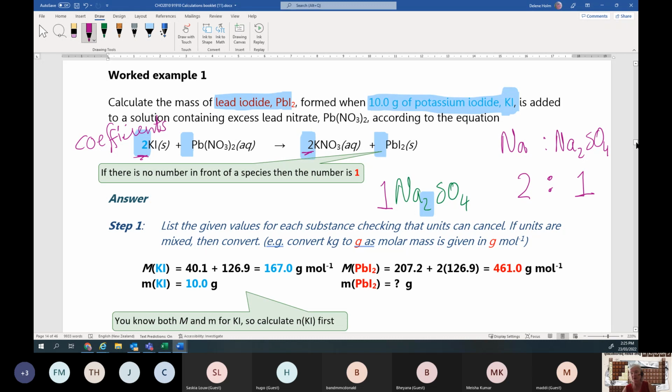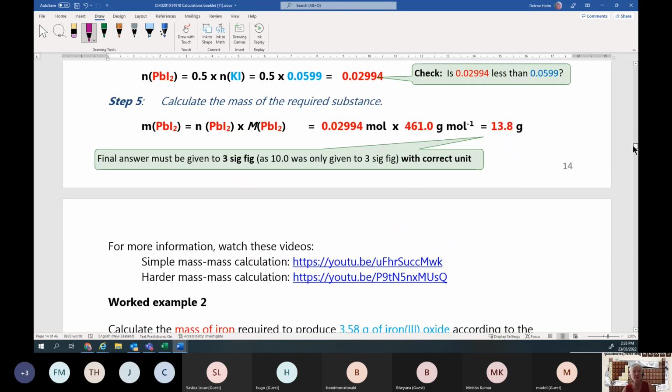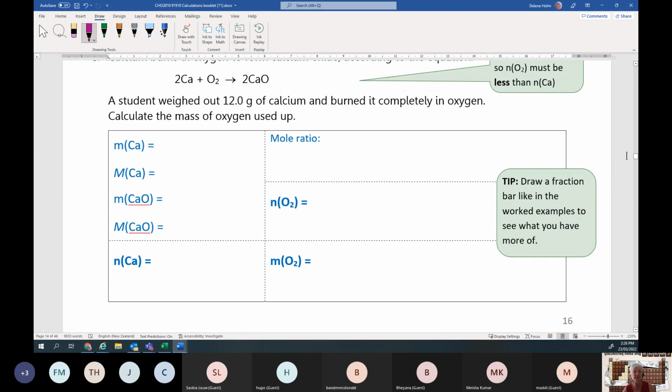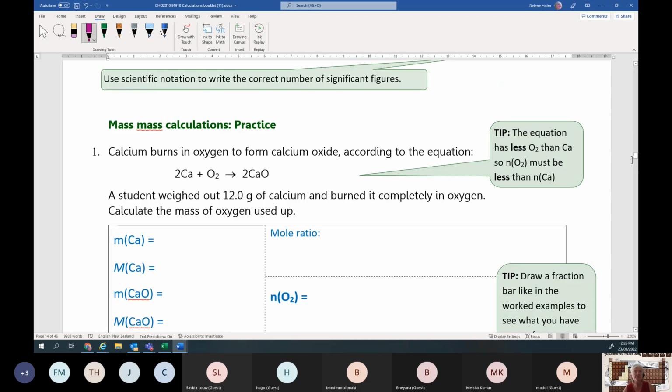So whenever you have something where you've got 2 different substances, you need to do 2 different calculations. So looking at this over here, let's do the first one. I've given you lots of examples. I have got here calcium burns in oxygen to form calcium oxide according to this equation. So the ratio is, you can see I've got 2 is to 1 is to 2.